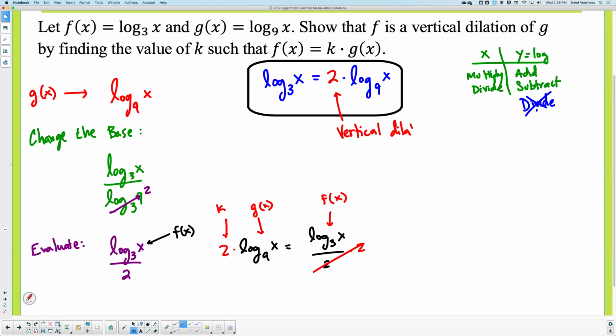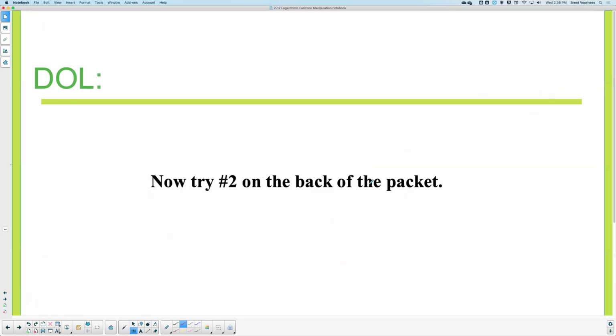Vertical dilation by factor. Is the verticals liars or truth tellers? Truth tellers. By a factor of 2. That right there would represent the answer. We have it written in the same form. All right, and with that, we have another one for you to try. Go try number 2 in the back of your packet.